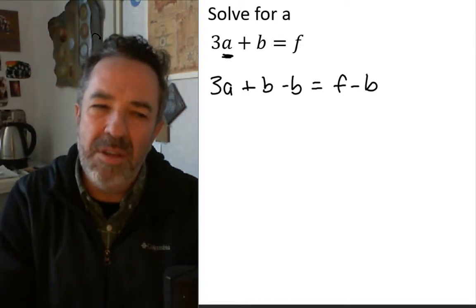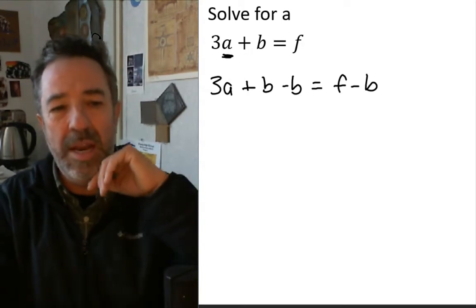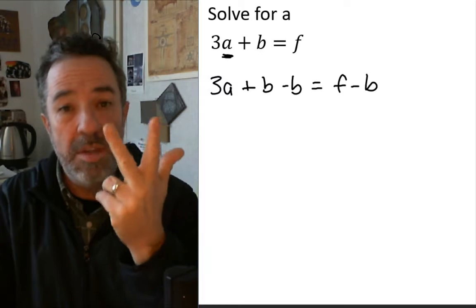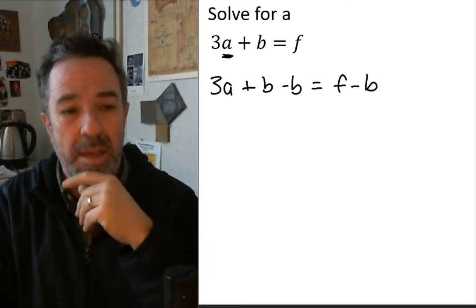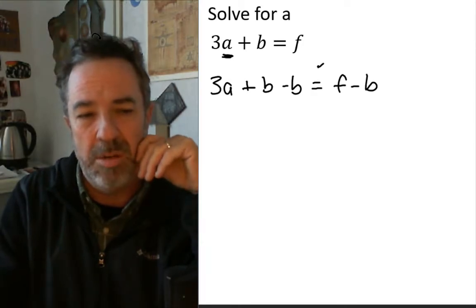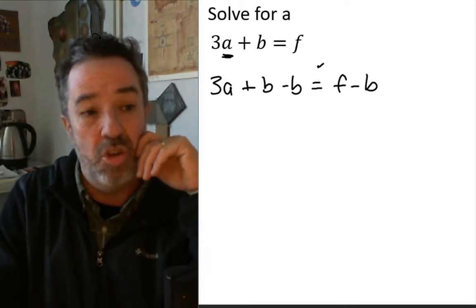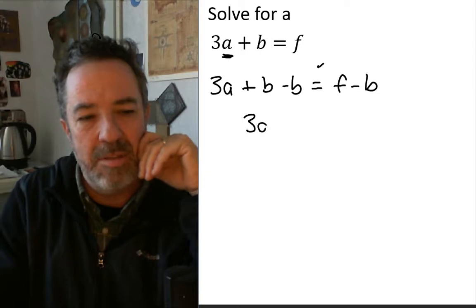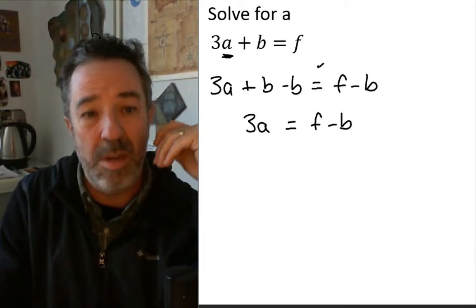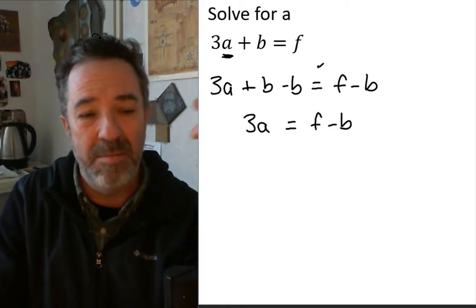Again, big picture, look at it. I had things that were equal, and I took away b from both sides. If you have equal things and you take away equal things, you get equal things. So I know that this equation is equivalent to the original equation. It can be simplified for sure. This is just the same as 3a is f minus b, right? 3 times a is f minus b.